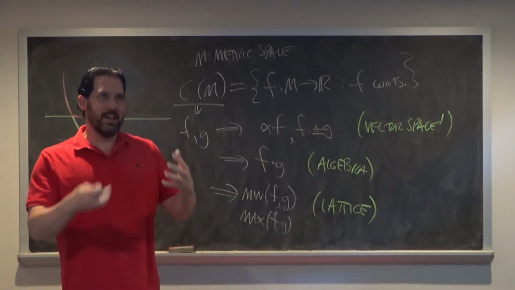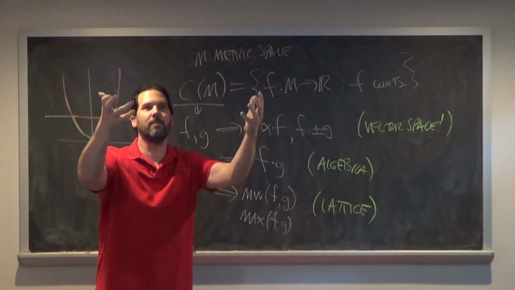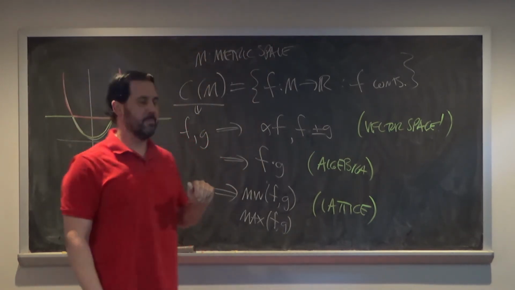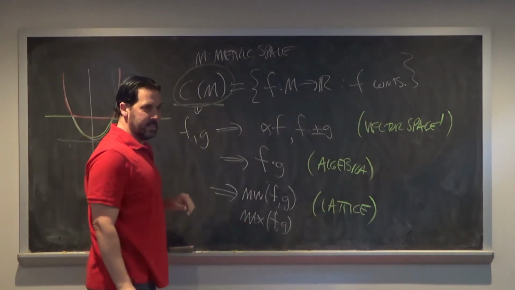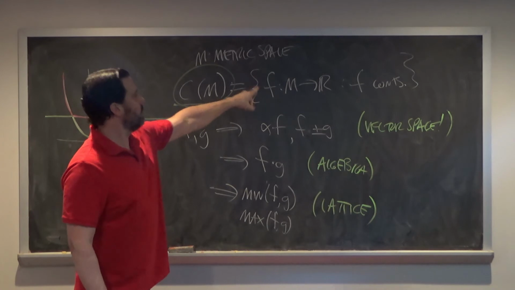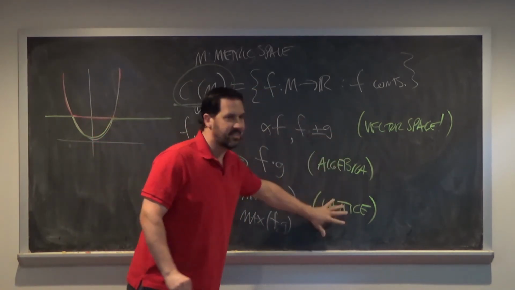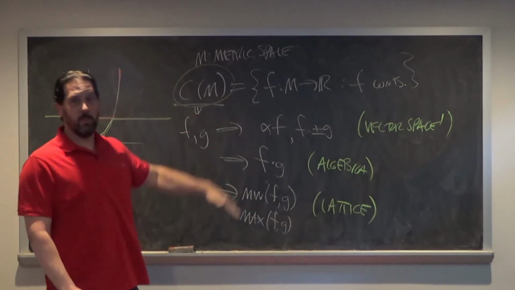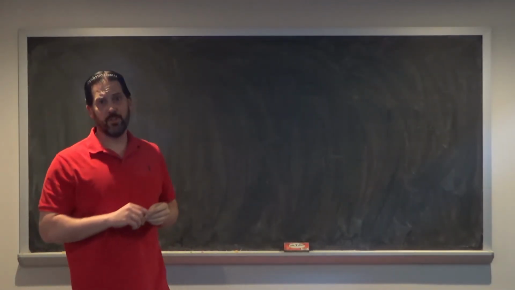Right? A lattice is a space where you can take two functions and find their min, so to speak, or find their max. It's called meet and join or something. We will see C of M later. A continuous real valued function on a metric space is a vector space, it's an algebra, and it's a lattice. All of these things are going to be important later on. Right? One more thing about continuous functions.